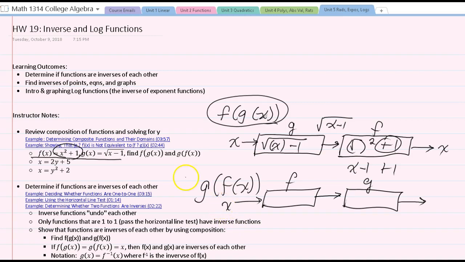So I plug x into my f function that says whatever you give me, I square and add 1. That's going to be x squared plus 1. My g function says whatever you give me, I'm going to subtract 1 and then take the square root. So I'm going to get x squared plus 1 minus 1 and then take the square root. So we can see that the 1 and the minus 1 will go away, and the square root of x squared is x. So it does work, and we find that these two functions are inverses of each other.